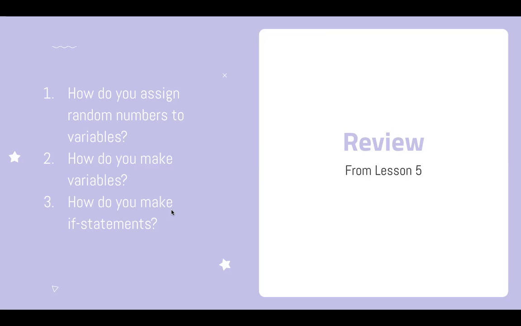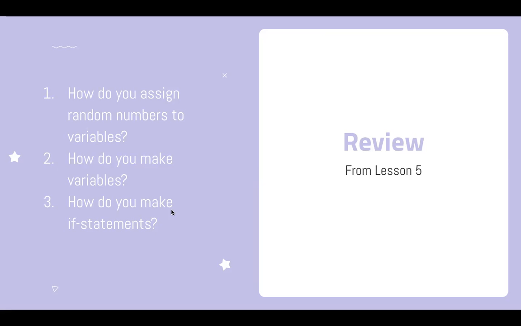How do you make variables? This one you guys should know by now, but in case we need some extra review: you want to say var, and then, like, var x equals 5, var pencil equals 10, whatever you want.